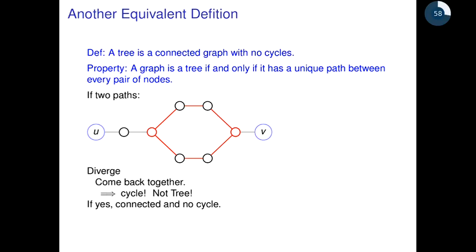On the other hand, if there's a unique path between any two nodes, it's connected, right? And it has no cycle, right? Because it's a unique path, there's no cycle there, because a cycle itself creates two different paths between two nodes. So the second part is easy.